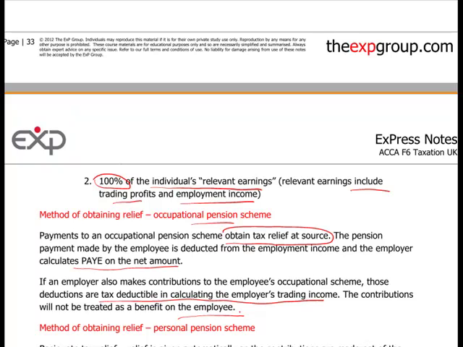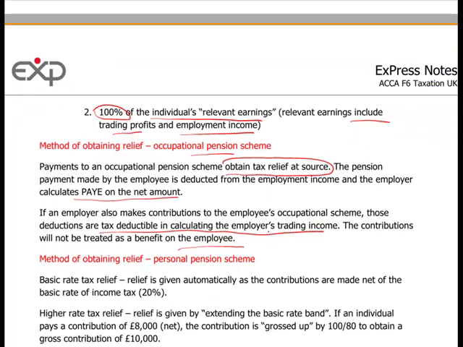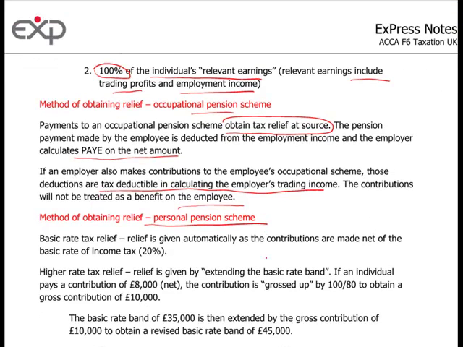Okay, so the employee pays the pension and gets tax relief at source. They get full relief, whether it's 20, 40, 50%. Now, personal pension scheme, however, is slightly different. It's given automatically as net of basic rate of income tax. So the individual pays into the scheme and they get 20% at that point.